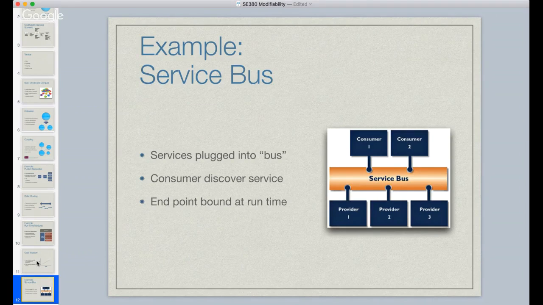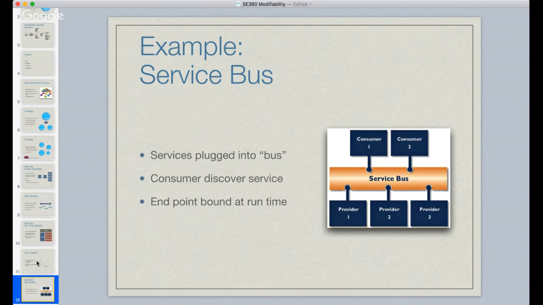And the consumers discover these services through a directory service, which we'll talk about later. And the directory service links the consumer with the provider of a service. And so the endpoint is basically being bound at runtime and allows the consumer to take advantage of one or more services by connecting to this common bus.